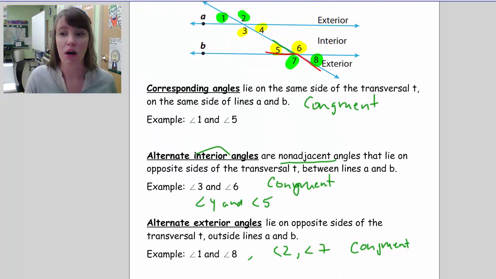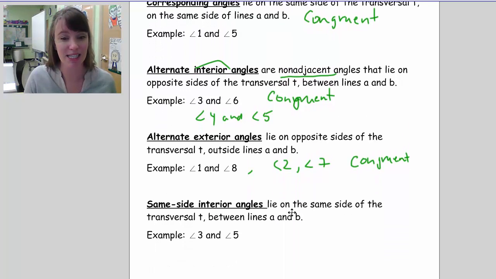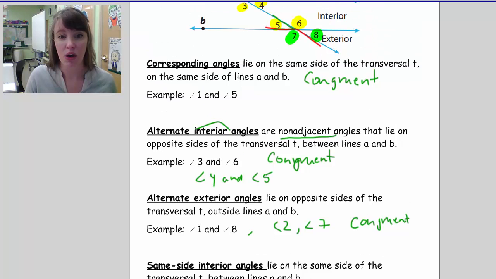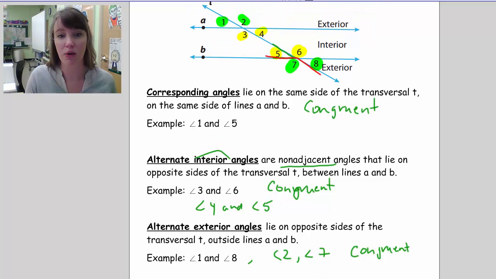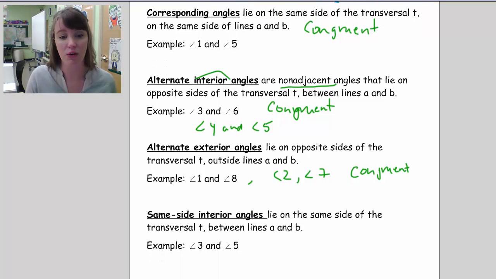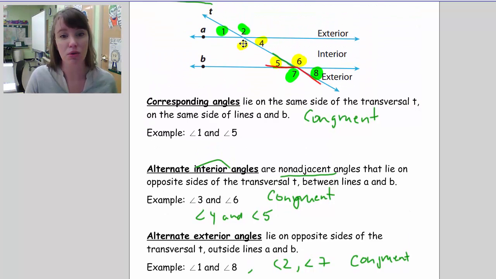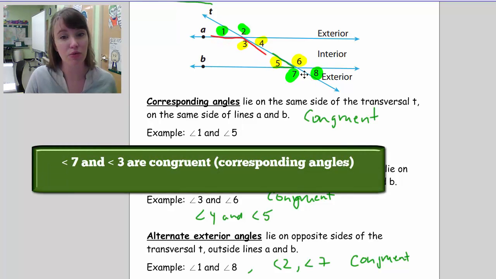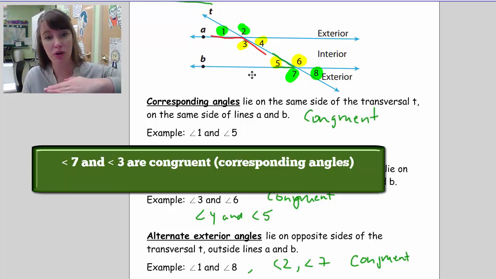Okay, the last pair of angles that we're going to study is same side interior. They lie on the same side of the transversal T and they're inside. So same side interior would be angle 3 and 5, and angle 4 and 6. Now, what we know about this is if we look at 7 and 3, for instance, we know that 7 and 3 are congruent because they are corresponding angles. They both lie below their respective lines and to the left of the transversal. So I know that 3 and 7 are congruent.